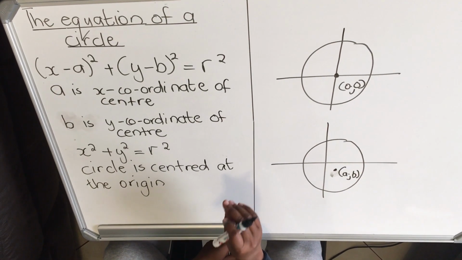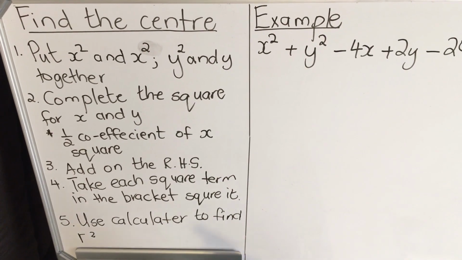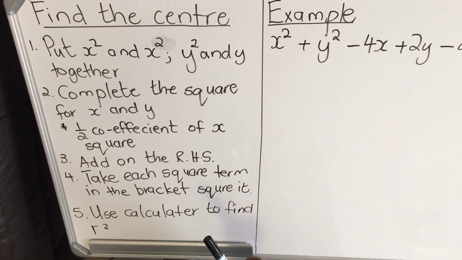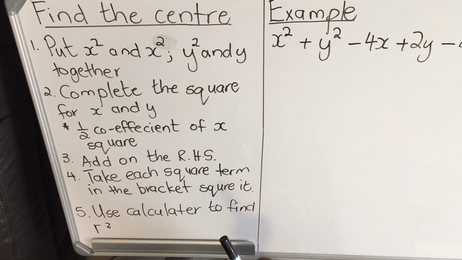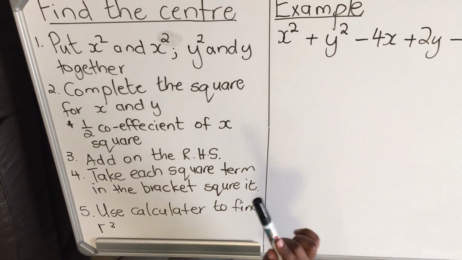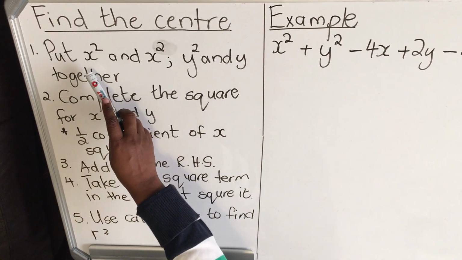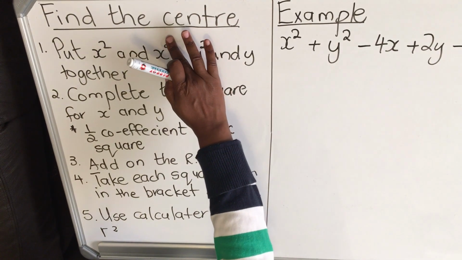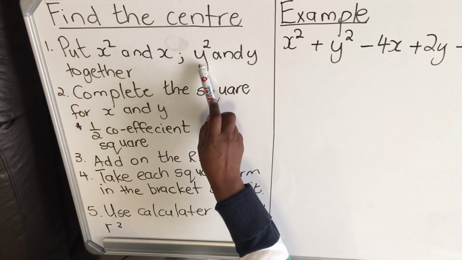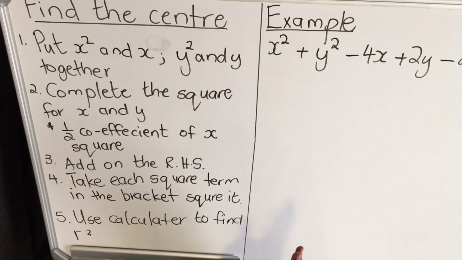So I'm going to show you how you find the center if you are not given the center. Now, when you're finding the center, your equation must be written in the form (x minus a) squared plus (y minus b) squared, not in that form. So we're going to go through these steps to see how we find it in the correct form. The first step is to put x squared and x, y squared and y together. When you look at this equation, the x squared and y squared are not together.